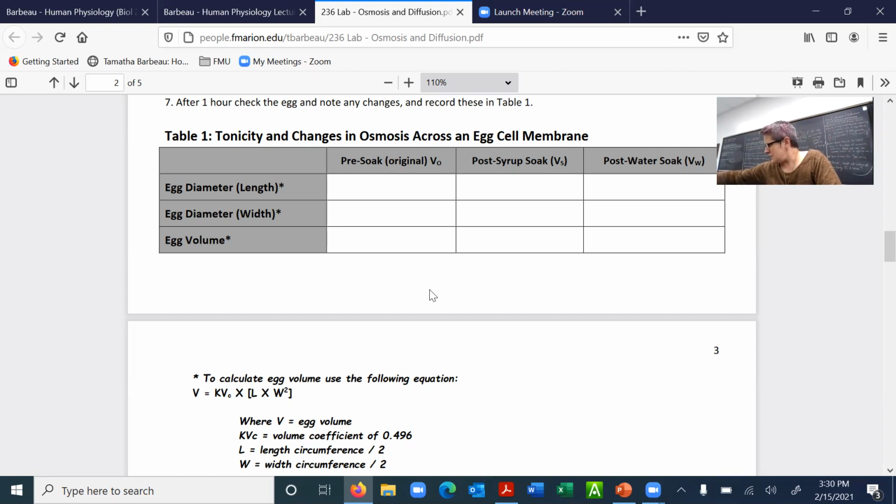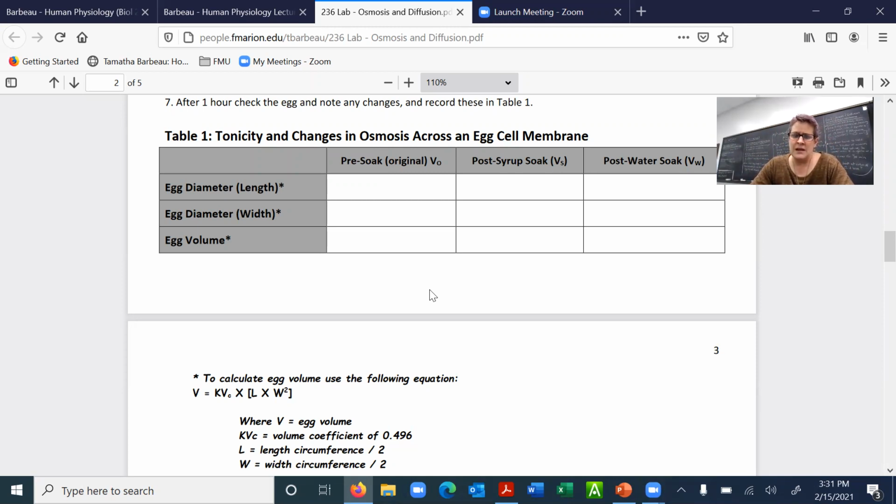Now, if you put a cell in a solution that's very concentrated with salt or even sugar, water is going to move by osmosis from one side of the membrane to the other, and it will cross the membrane to the side that has more concentrated solutes in it. So if I put that egg in a cup of a very salty or very sugary solution, that solution is considered hypertonic to the contents of the egg.